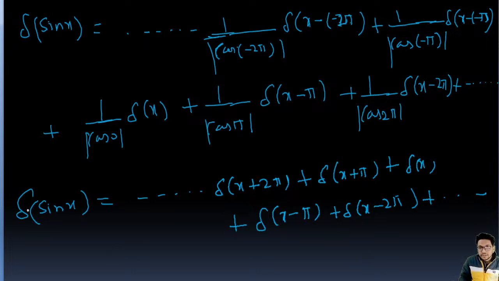This is the one, so this is the answer, guys. So the Dirac delta of sin x, that is, delta of sin x, is the sum from minus infinity of delta(x + 2π) + delta(x + π) + delta(x − π) + delta(x − 2π), and so on. This is the answer.